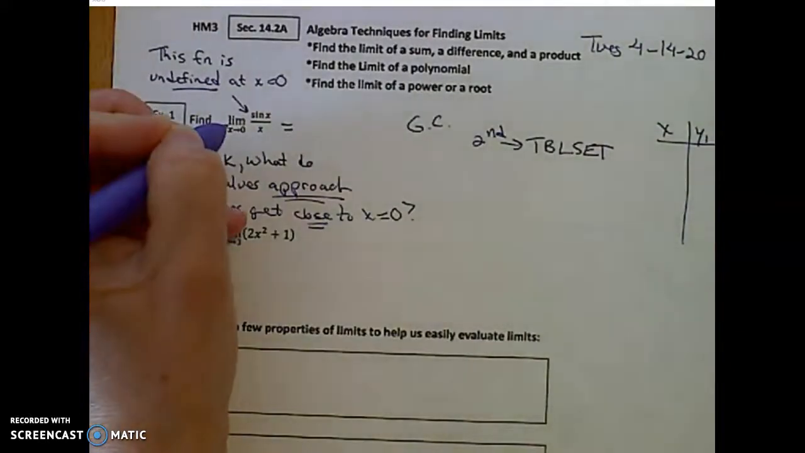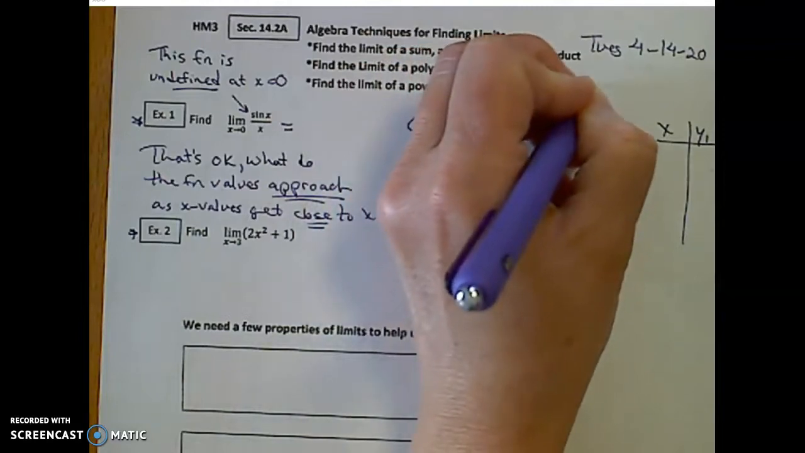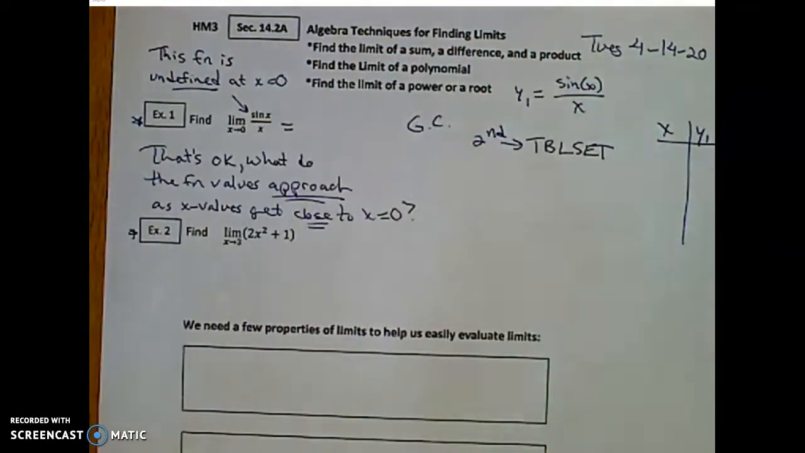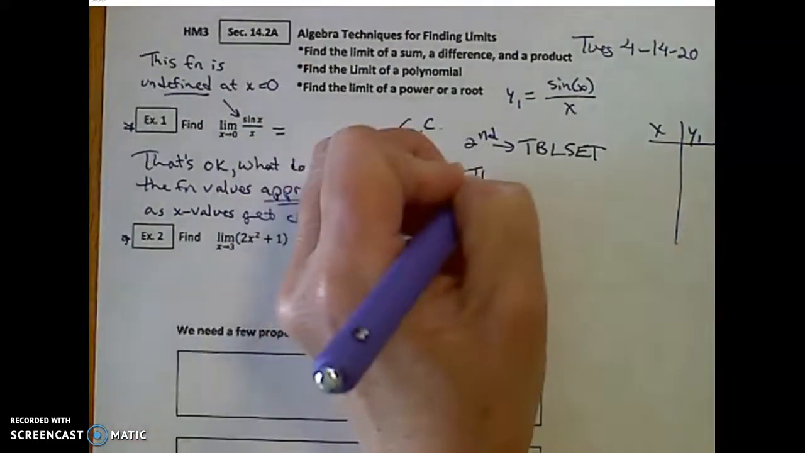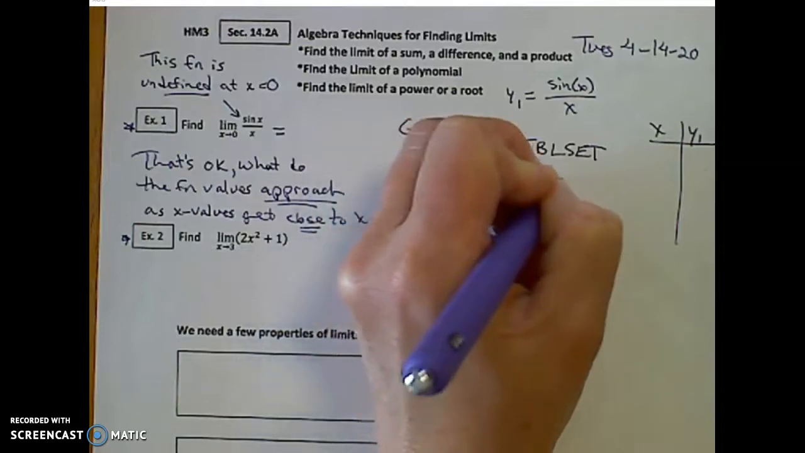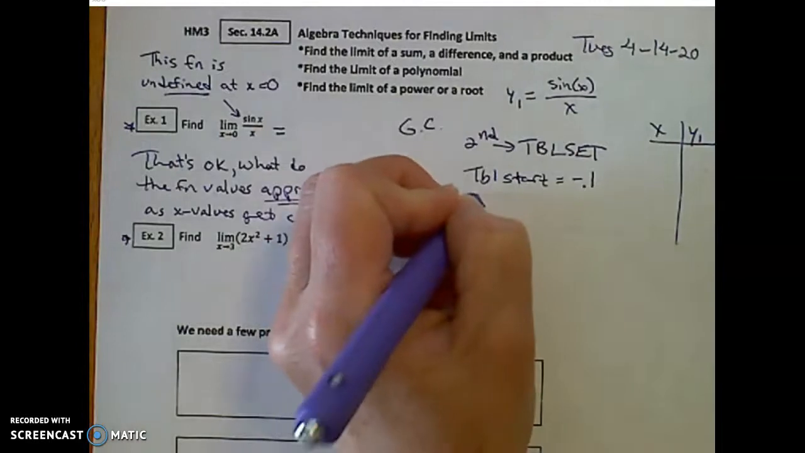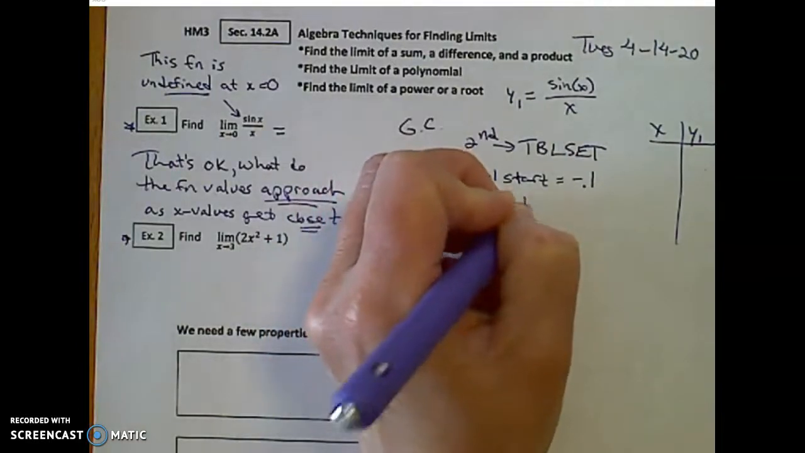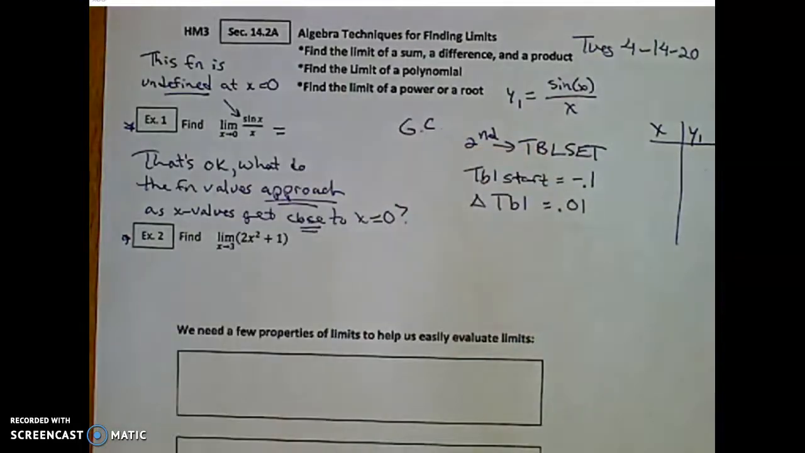Oops, we have to plug that function into y1. So y1 is equal to sine of x, close your parentheses, over x. Then go to Second, Table Set. I'm going to start my table, table start, at -0.1. You have choices here. I'm just trying to get as close as possible to that x value. And I'm going to do a change of table of 0.01.